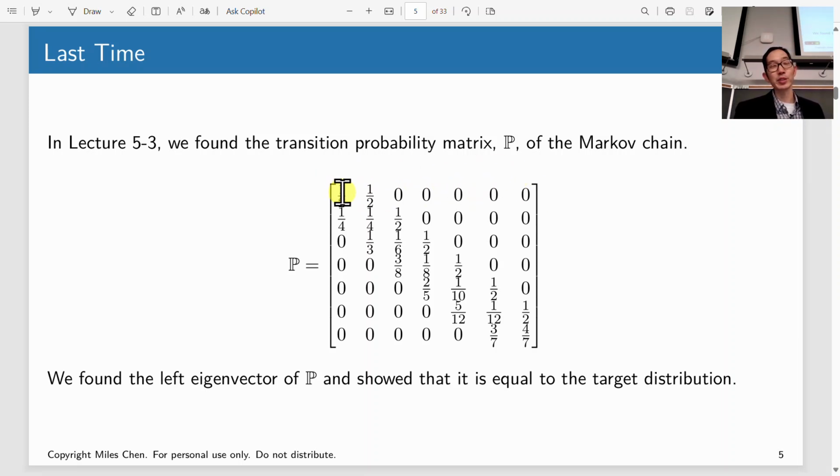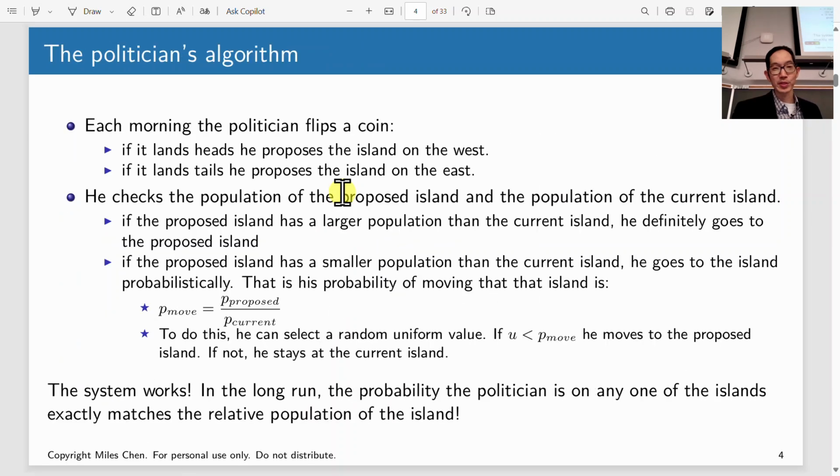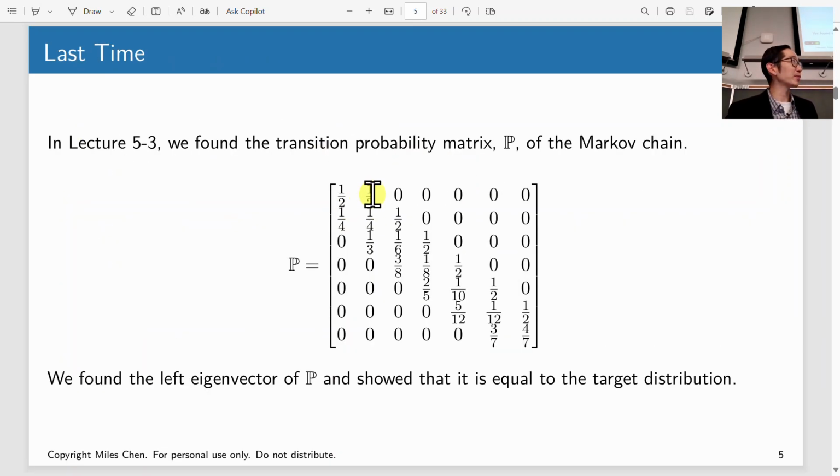And what basically happens is, if you are currently at island 1 and you flip tails and you propose the island to the east, which is island 2, you'll go there with 50% probability. You'll go there 100% of the time, so the overall probability of going there is 50%. But if you're at island 1 and you flip heads, then you propose the island to the west, and there's no island there, so you'll remain at island 1. Okay, and you can go through and calculate all of these things.